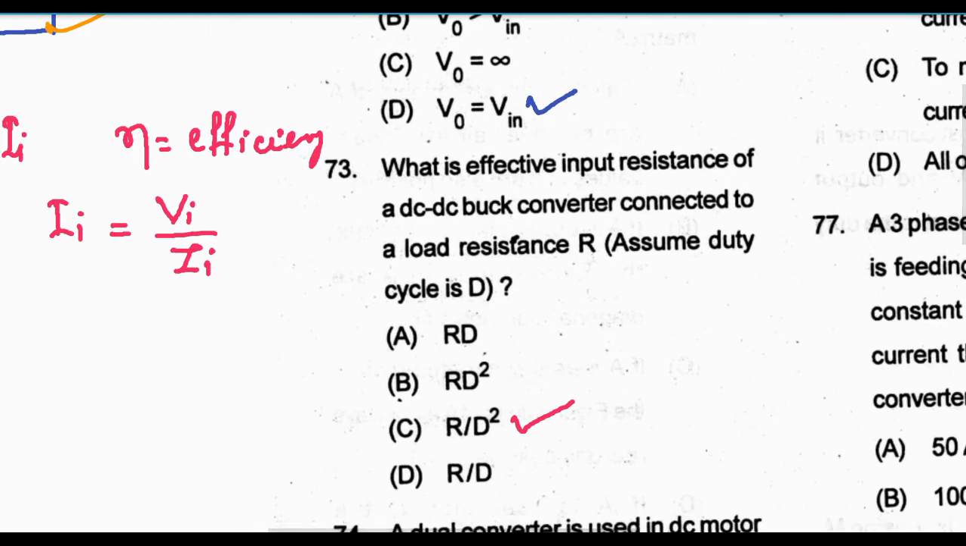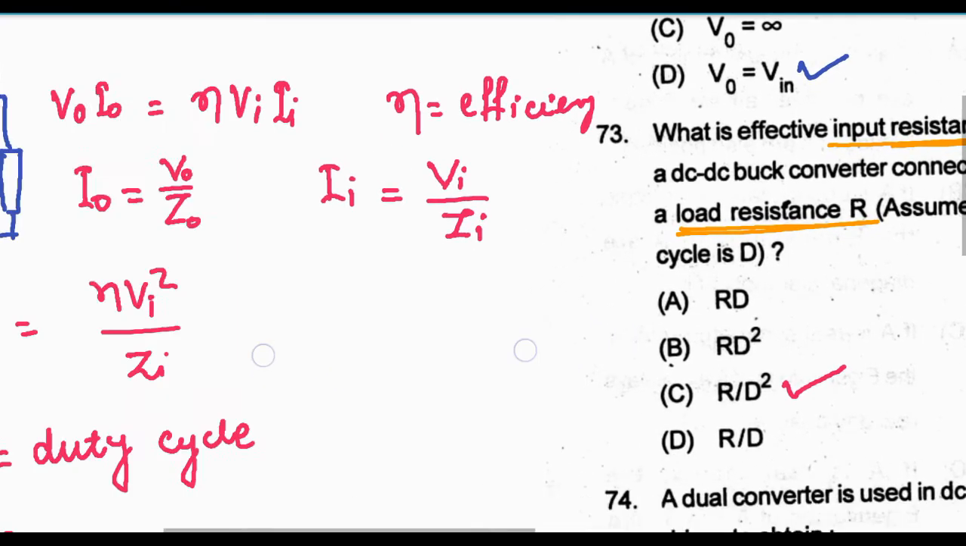Next question is: what is the effective input resistance of a DC to DC buck converter connected to a load resistance R? Assume duty cycle to be D. So here given that output load resistance is R, and we have to find out input resistance of DC to DC buck converter.